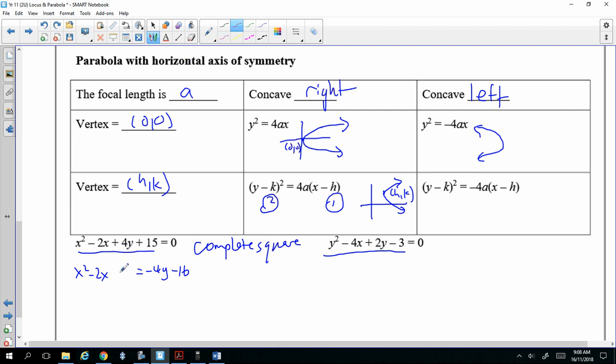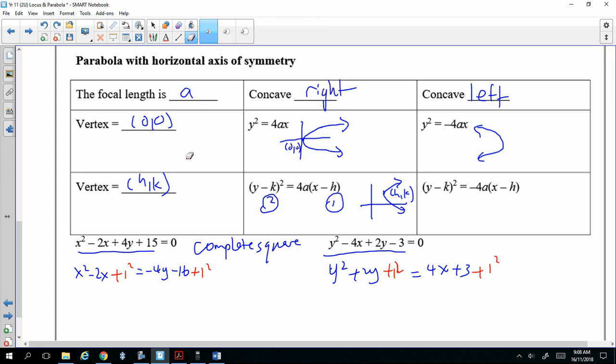On the other hand, if it's a y one, you get y squared plus 2y equals 4x plus 3. Again, you complete the square by adding 1 squared on both sides. Oops, sorry, I'm ahead of myself. So minus 15 here. Like that. So you can see the similarity between them. Complete the square.